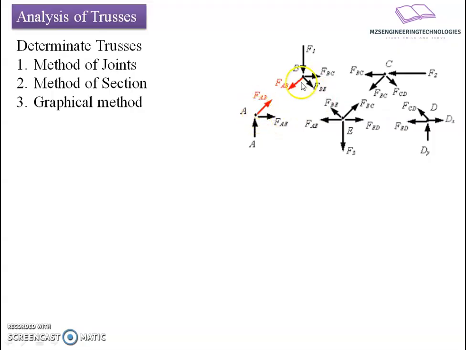For individual joints we are going to write the equilibrium equation, and from those equilibrium equations we are going to find out the unknown forces in that particular member. Okay, so for that individual free body diagrams we are going to prepare. We will start from a joint which will have at least two unknown forces, and then we propagate towards the entire structure, and finally we are going to get the total forces in all members and their natures.